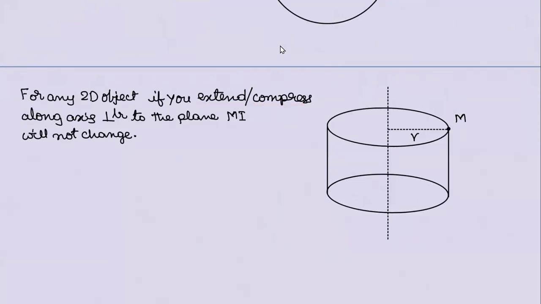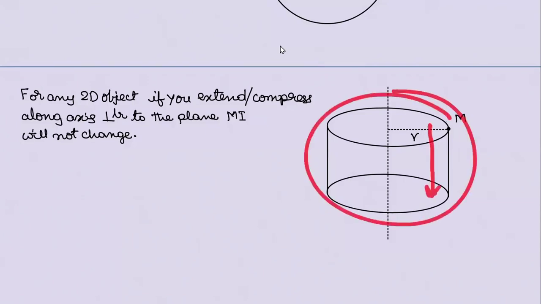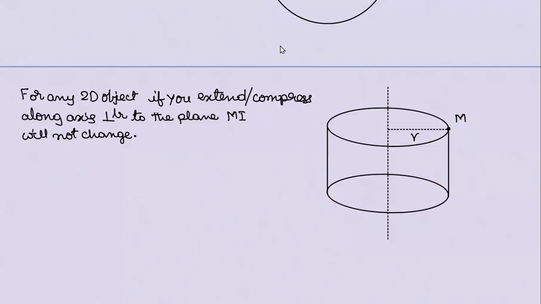A disk. Same diagram I can take, a disk is there. If you extend the disk, it will be a solid cylinder. Moment of inertia of solid cylinder is MR square by 2. Remember, it doesn't work for 3D objects. Right. My statement is simple.